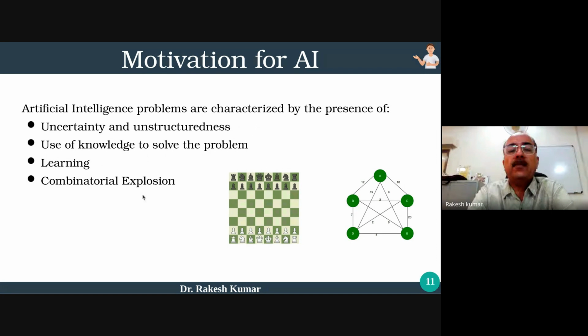Another, learning, I have discussed now a lot about it. And fourth is the problem of combinatorial explosion. Actually, there are some problems in which we can say that we have algorithmic approaches available, and those approaches can get us the best answer also. But the problem is that due to the combinatorial explosion, our machines will be running short of time and storage.